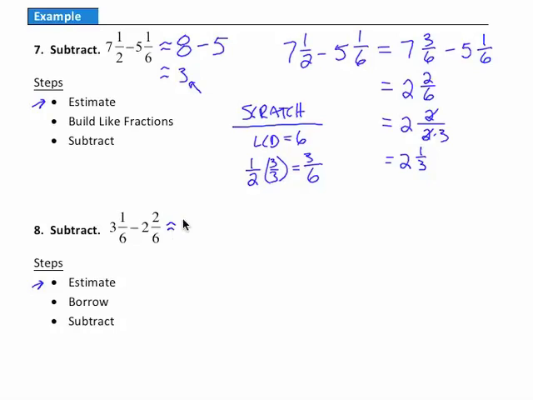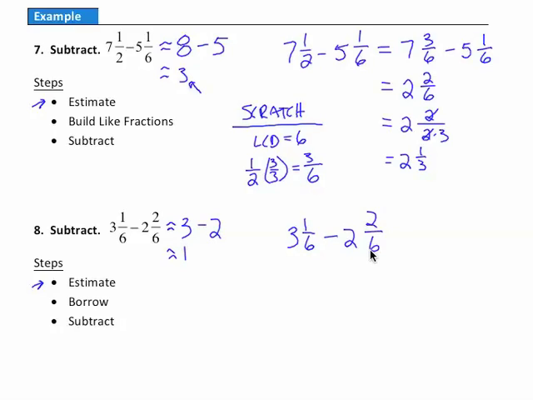3 1/6, that's closer to 3. 2 2/6, it's closer to 2. So we should be coming up with an answer something close to 1 here. Okay. I have like fractions here. I'm trying to subtract 2/6 away from 1/6, but I can't do that. I can't take 2 away from something that I only have 1 of.